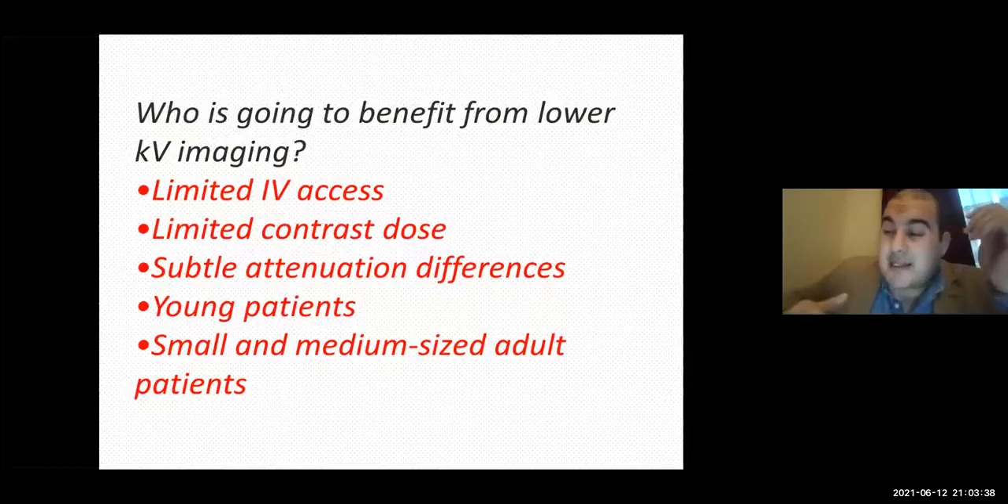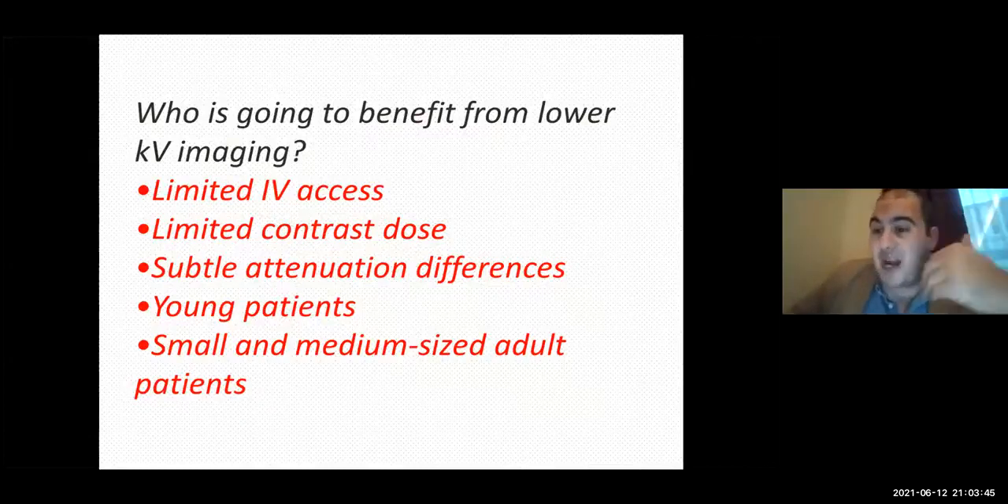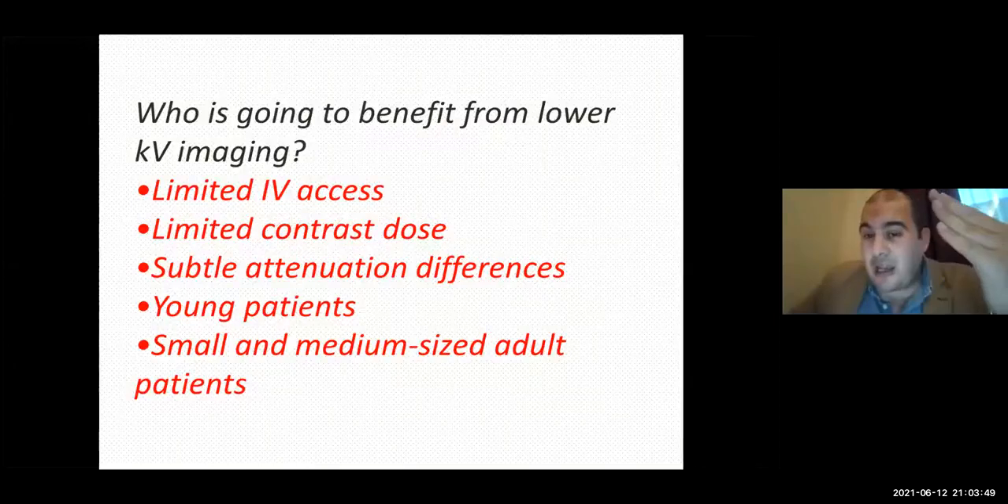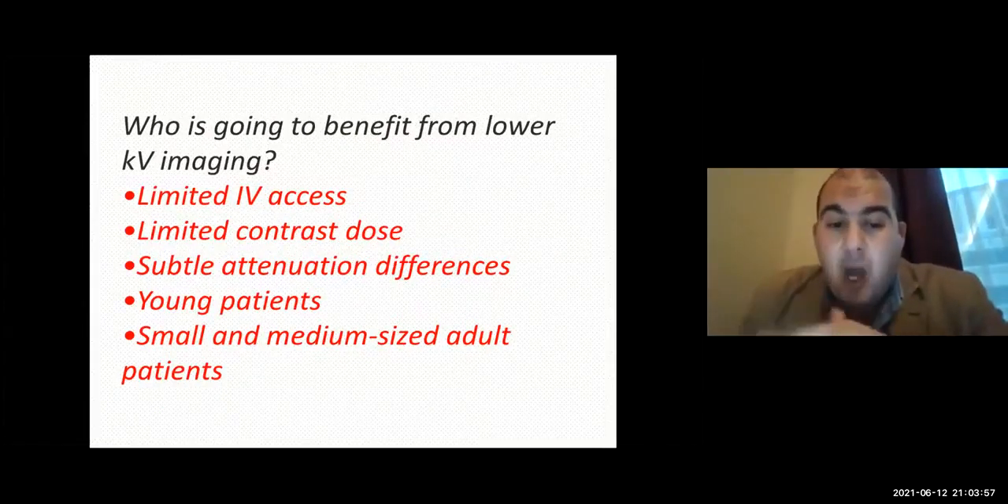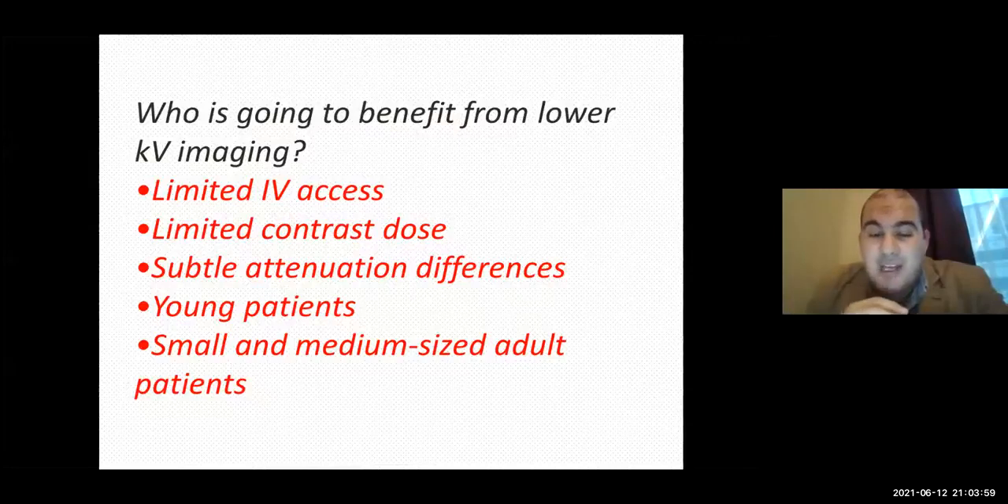Sometimes you will find 370 milligram per deciliter. This is for Omnipaque, or you find 350 or 300. So less concentration. Using lower kV has a great benefit when using low concentration and low volume of contrast media, also to get subtle attenuation differences. Also for small patients and for young patients.